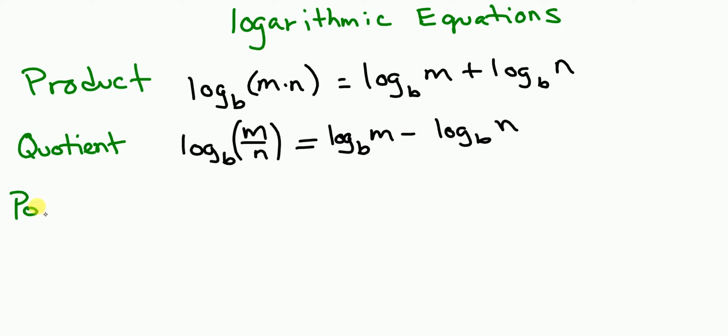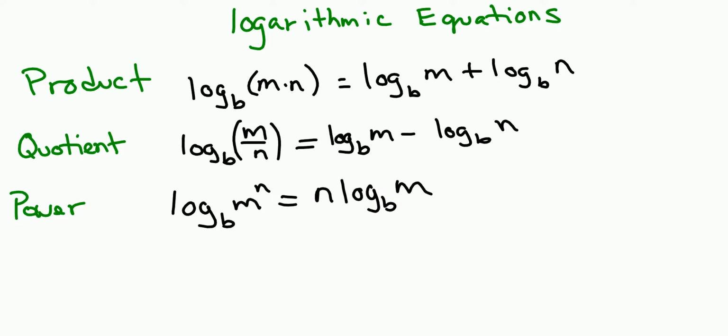And our last property is the power property. When we think of power, we think of exponents. So I have log base b of m to the power of n. And if you remember, the exponent comes out front in front of the logarithm when we are expanding.